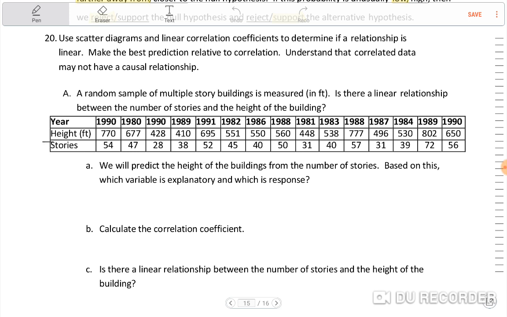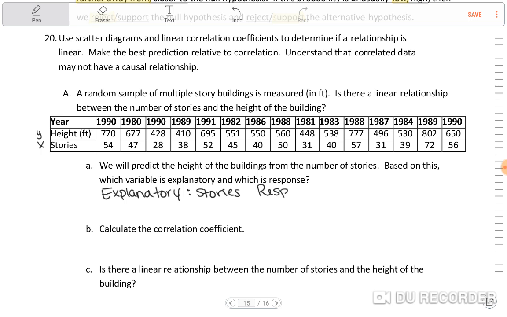So that means, there you go, like that. Okay, so based on this, which variable is explanatory and which is response? Remember, explanatory is going to be your X value. Okay, that's what's doing the explaining, right? So what are we using to predict the other thing? So our explanatory variable, explanatory is the number of stories.